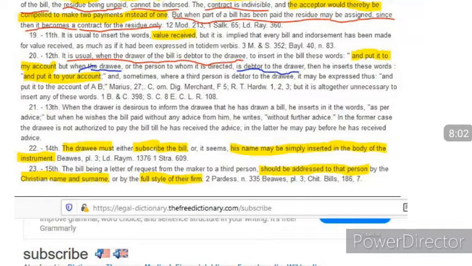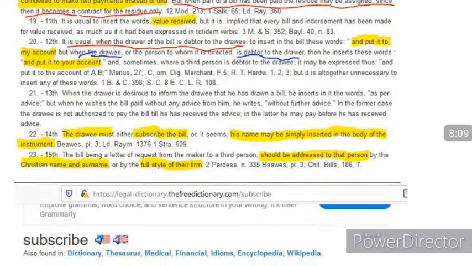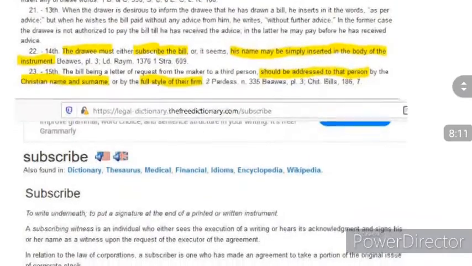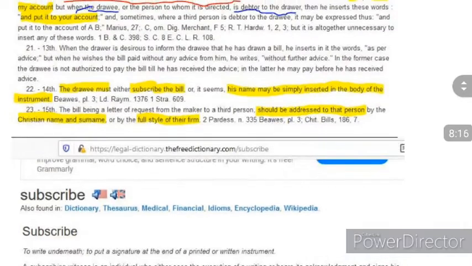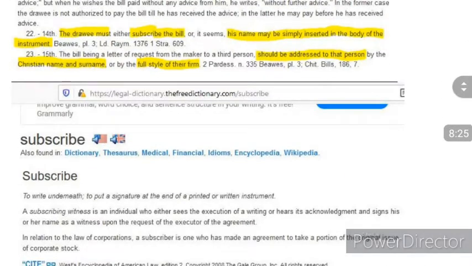It says it a little bit further down. I didn't highlight it, but I see it in there. The drawee must either subscribe the bill or his name simply be inserted in the body of the instrument. Subscribe, I put up here, but basically means to write underneath, or to put a signature at the end of a printed or written instrument, to autograph it.